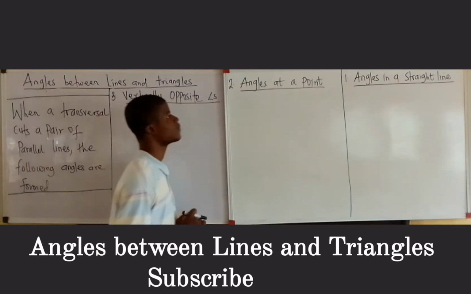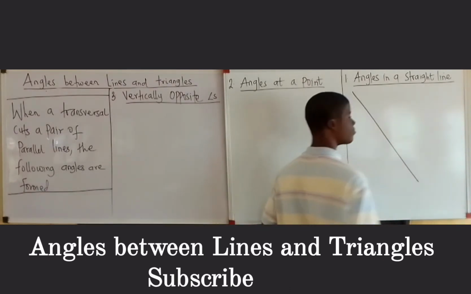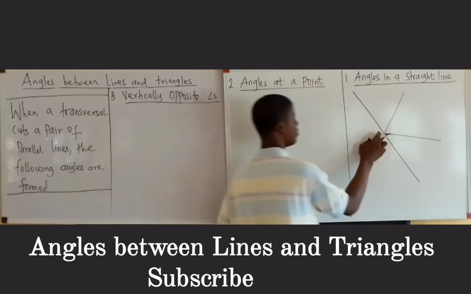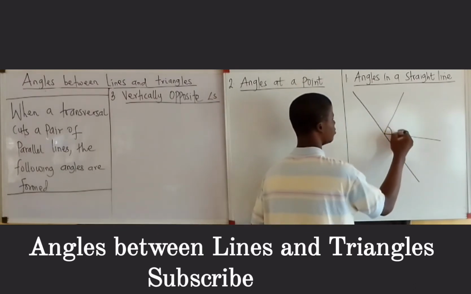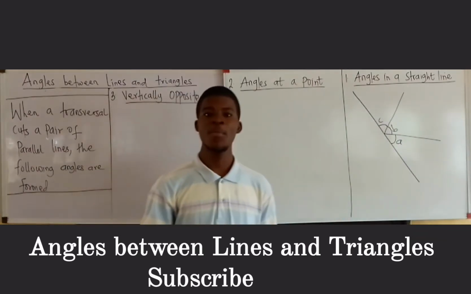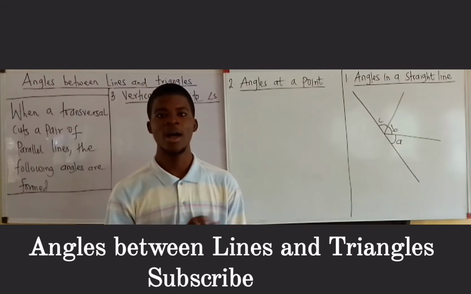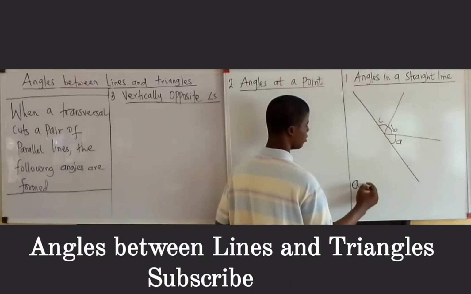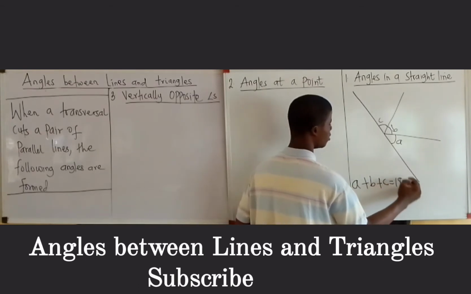So let's start with the first one, angles in a straight line. I have a straight line, for example, and I have two lines drawn at this point on the straight line. I have three angles formed, A, B, and C, for example. The rule states that the sum of angles on a straight line is equal to 180 degrees. Therefore, A plus B plus C is equal to 180 degrees.